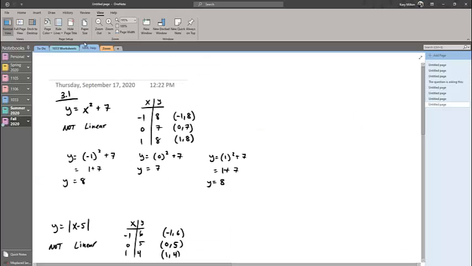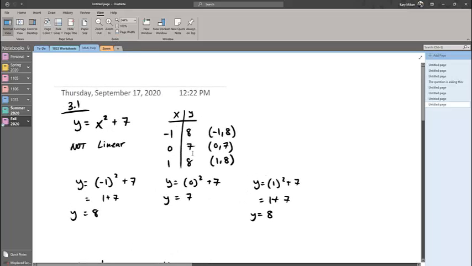So here's the t-chart. Let me zoom in a little bit. I always use the points -1, 0, 1, and we want multiple points because we want the shape of the graph. So I plugged them in each time. You can go ahead and pause the video and look that over, but we get our points -1, 8, 0, 7, and 1, 8. So here I need to compare the graphs.